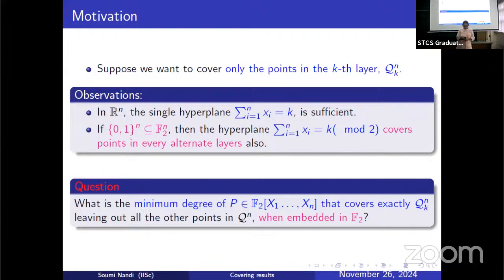But if we consider the hypercube to be embedded in F2, then that hyperplane, the summation of x_i equal to k, here when considering F2, will be mod 2. This will cover every alternate layer also. But we do not want that. I want to cover only those points which have exactly k ones. Then how many hyperplanes will be required, or what will be the minimum degree of the polynomial?